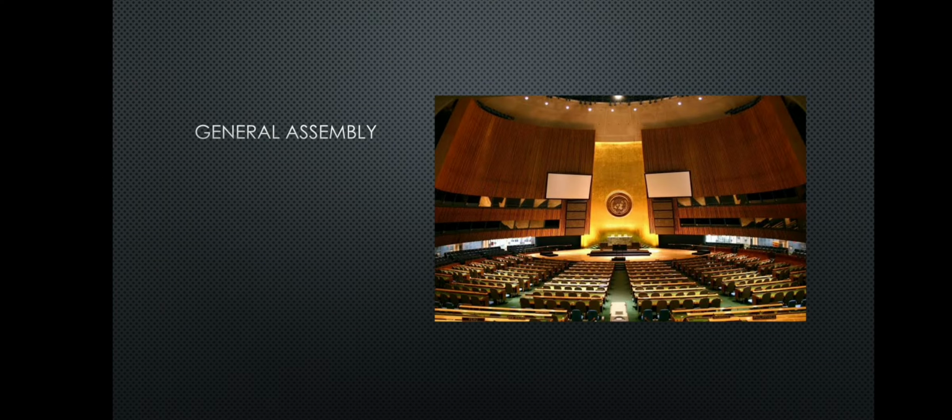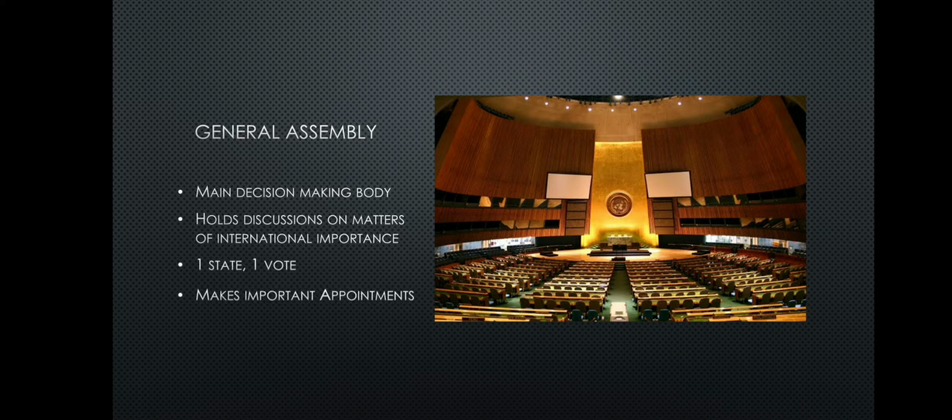Now, the first and the most important of all the organs of the UN is the General Assembly. It is one of the principal organs of UN, serving as the main deliberative and policy-making body. The members are seated alphabetically in the General Assembly according to the English translation of the country's name. Now, the General Assembly is like a world parliament, with each member state like an MP.